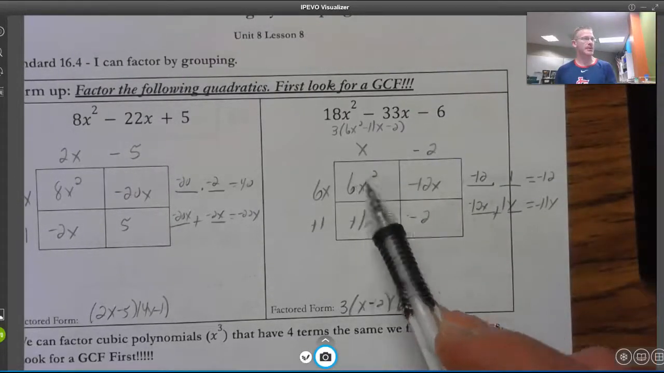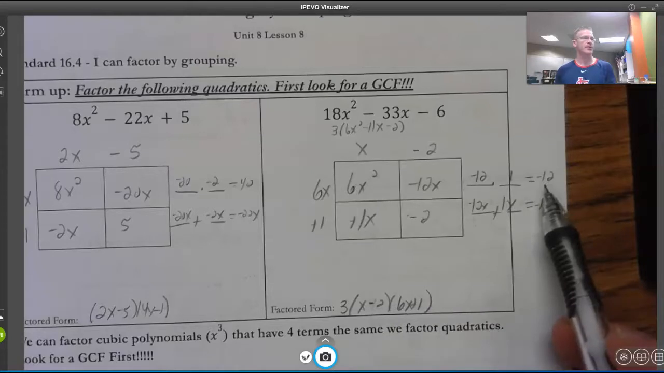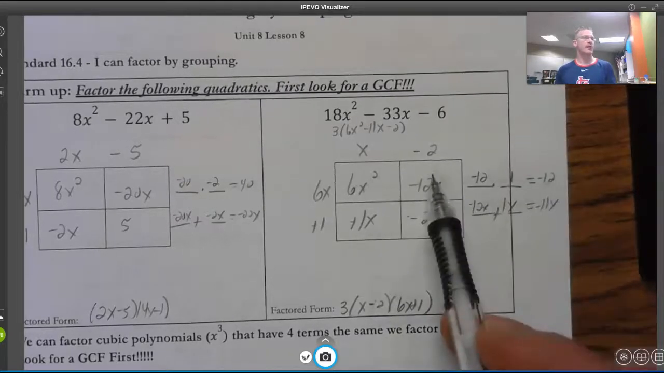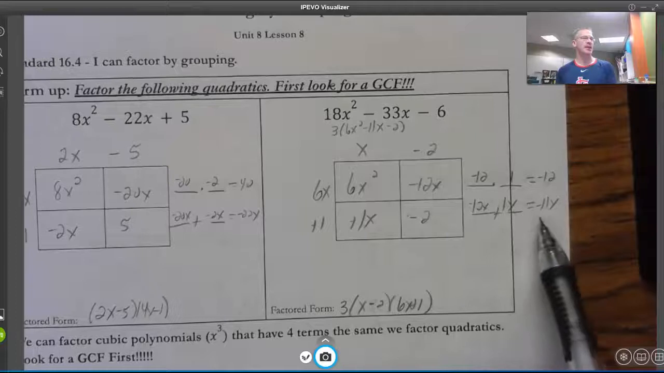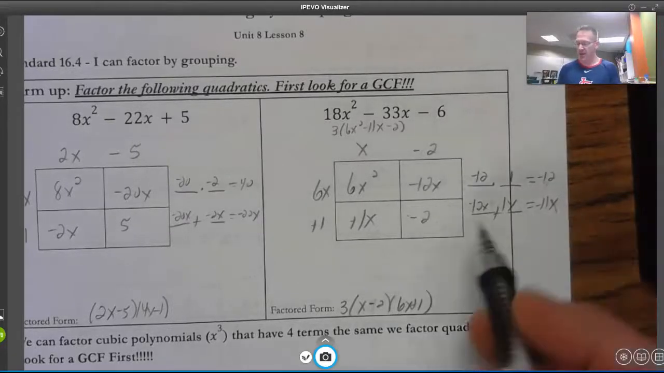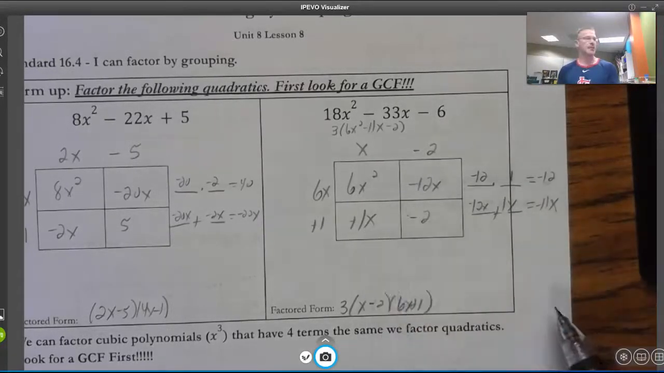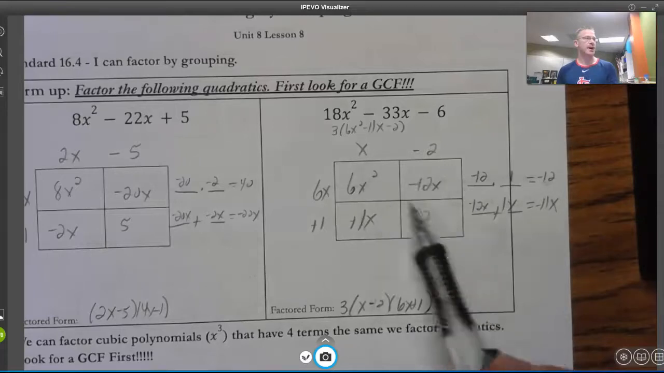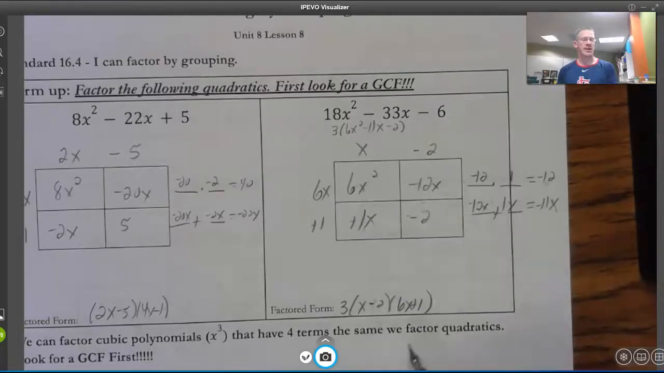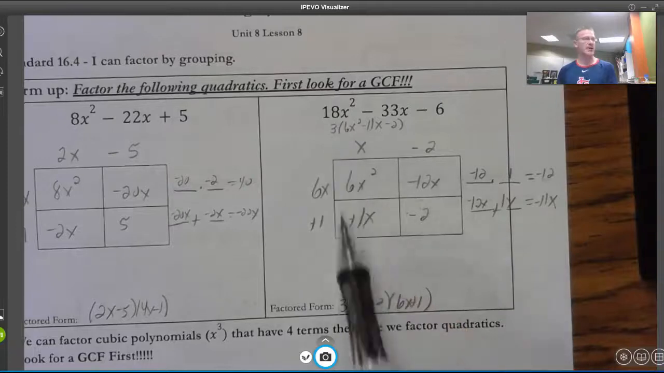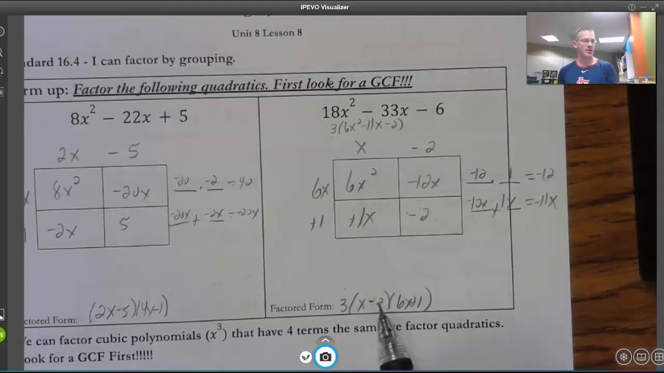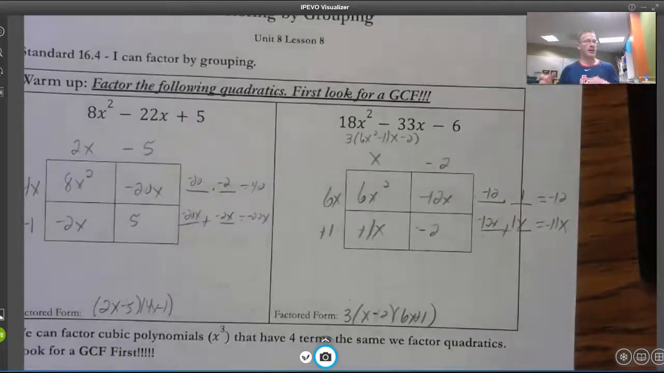And then if we do a times c, 6 times negative 2 is negative 12. So we have to find two factors of negative 12 that add to be our b term this time, which is negative 11x. That would be negative 12x and a positive 1. Then once again, if we factor out our GCFs, you should get to 3. Now remember, anytime you have a GCF, you have to bring that down in front, and then x minus 2 times 6x plus 1. Okay, so that's our factor pattern.